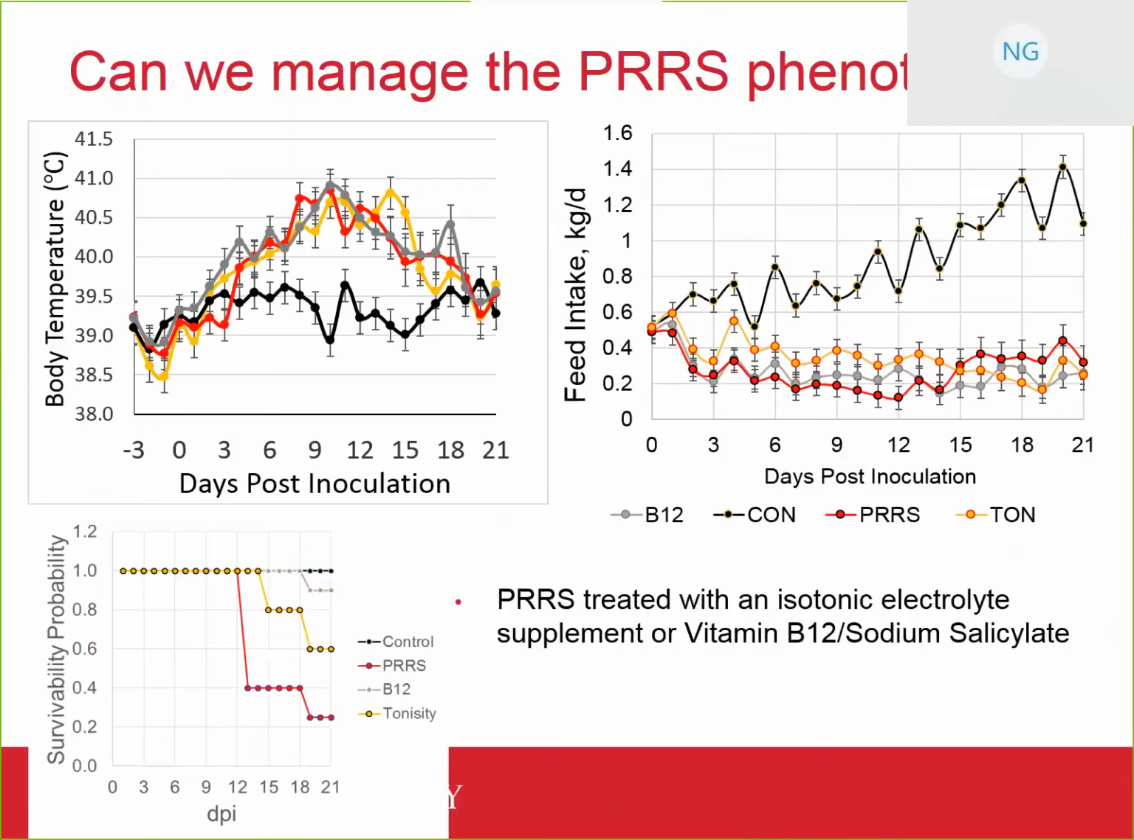So that would be the gray bars up here. Or we fed them tonicity, the tonicity product, to see if we could actually improve feed intake and have a benefit on growth. So really what it comes down to, our black line here is our control pigs that were just non-challenged on the control diet. Our gray bar here were pigs fed the B12 supplement or injected with B12 and given sodium salicylate for 14 days.